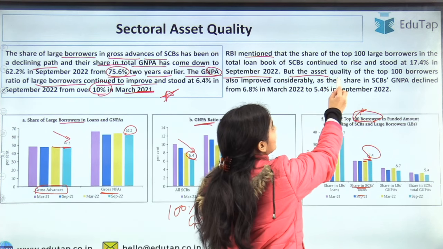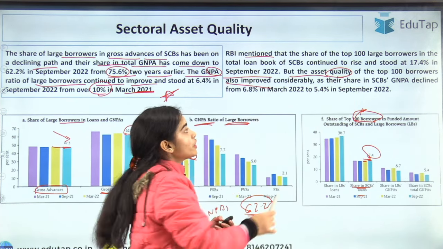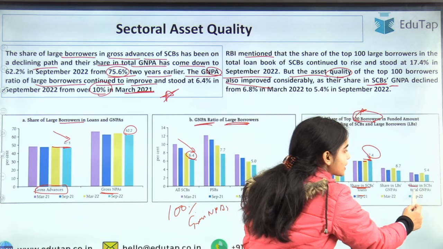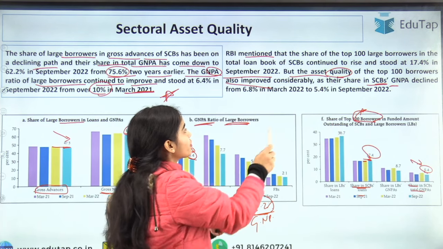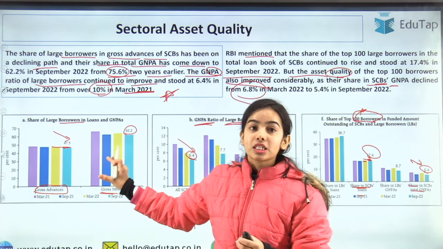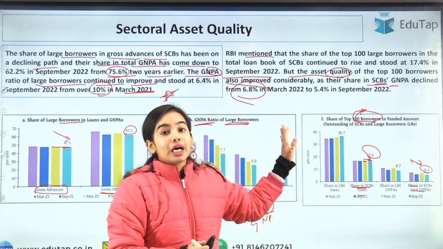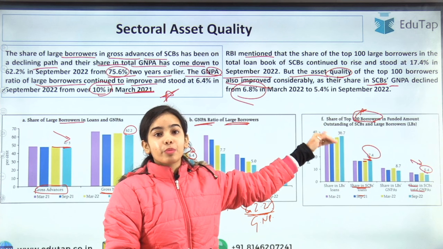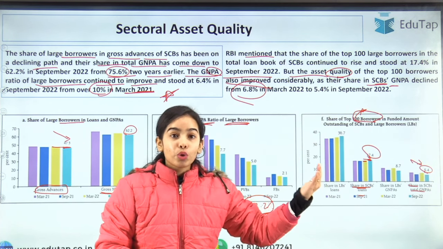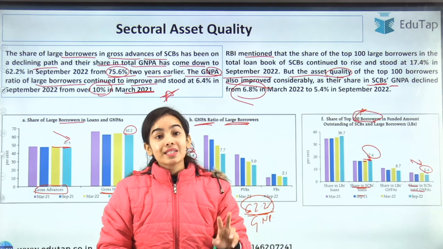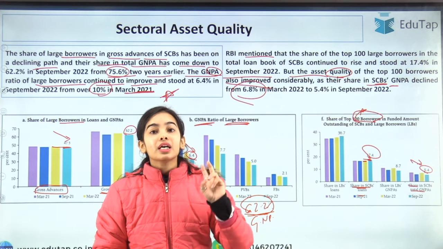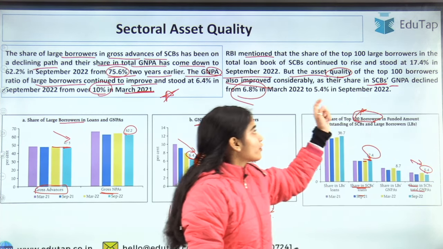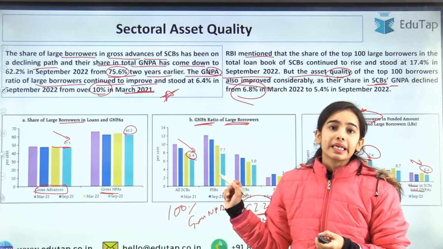As well as that, the asset quality of the top 100 borrowers also improved considerably, as their share in scheduled commercial banks' total GNPA declined to 5.4%. Before it was 6.8%. So this is for the large borrowers and this is for the top 100 large borrowers. They are taking more loans, which means credit growth is increasing as well as investment. Second is quality: asset quality is also improving, because the GNPA of the 100 large borrowers has declined from March 2021. So this is the data that you have to remember.